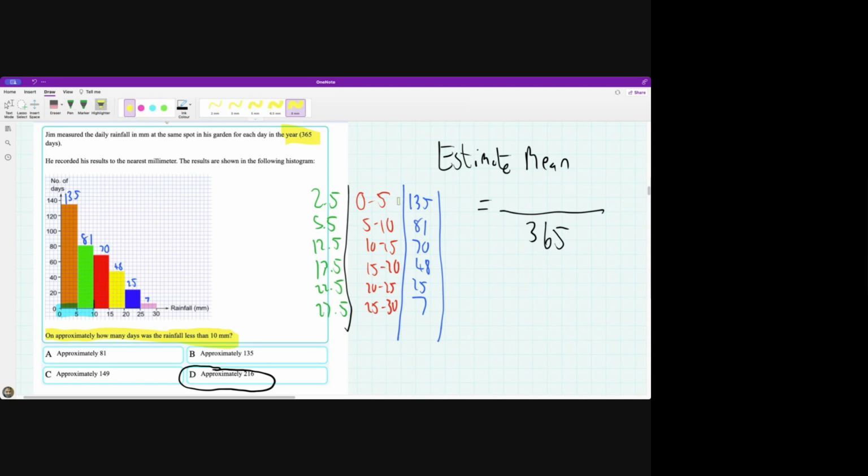And you would basically use this column. You would say 135 times 2.5 plus 81 times 7.5 plus, and you would get all those things. Then you would divide by the total and you would get an estimated mean. You could also use your calculator by using these two columns.